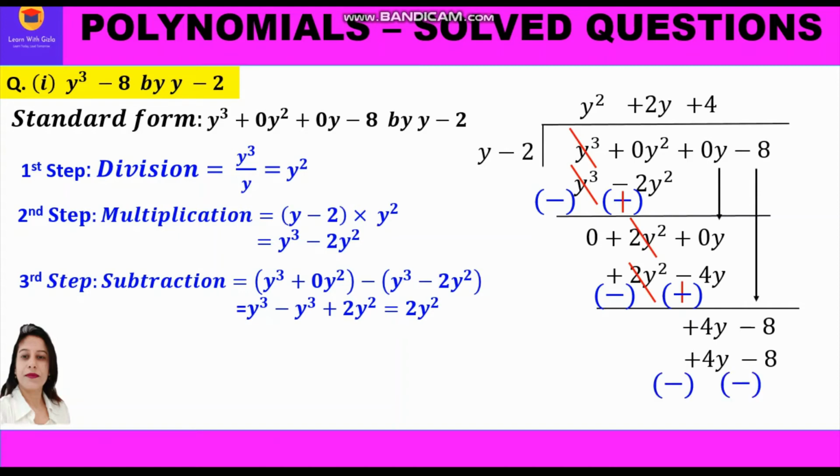Further we will move to step 3, that is subtraction. We will write a minus sign just below 4y minus 8 and change the signs. Plus will become minus, minus will become plus, and plus 4y and minus 4y will cancel with each other. Similarly, minus 8 and plus 8 will cancel with each other and we are left with 0. So we can say over here the quotient is y square plus 2y plus 4 and the remainder is 0.